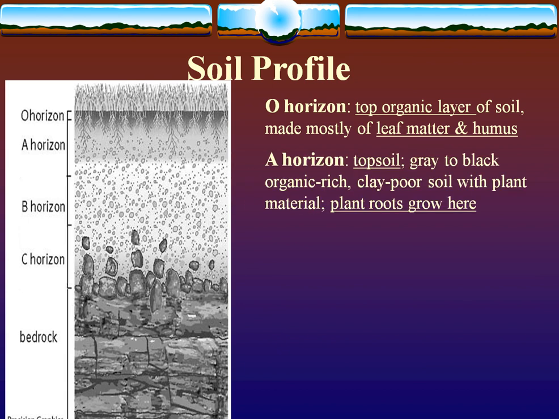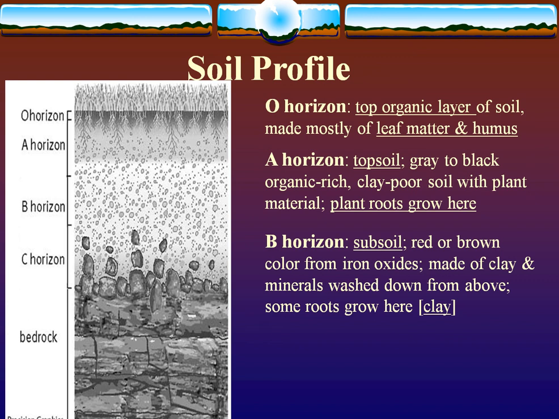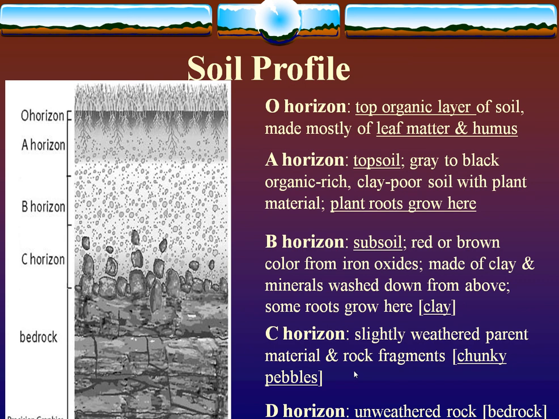Beneath that is the A horizon, the topsoil, gray to black, organic rich, clay-poor soil with plant material. Plant roots grow here. It's also vitally important to farmers. The B horizon is the subsoil, primarily clay. And beneath that is the C horizon. I think of C for chunky. That's where all the pebbles are. And finally at the bottom, the D horizon, which is unweathered rock, also what we call bedrock.